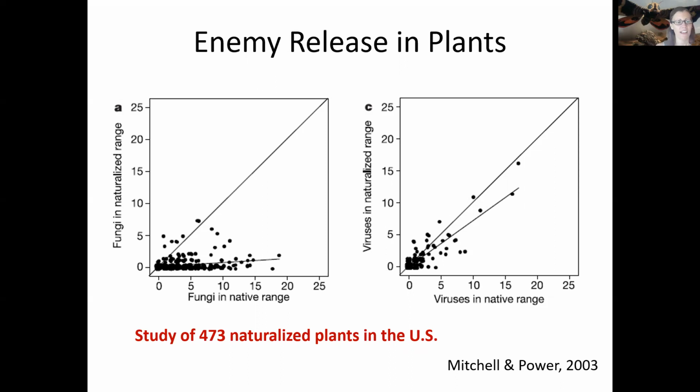So if you are a dot that is on that line, then let's take the left one, for example, that means that you have the same number of fungi attacking you in the native range as in the naturalized range. Same number, about 12 in both of those cases, right? But the actual data are all way down here, right? So that tells you that most plants that have naturalized someplace new have way more fungi attacking them in their native range than they do in their naturalized range. So evidence for an enemy release.